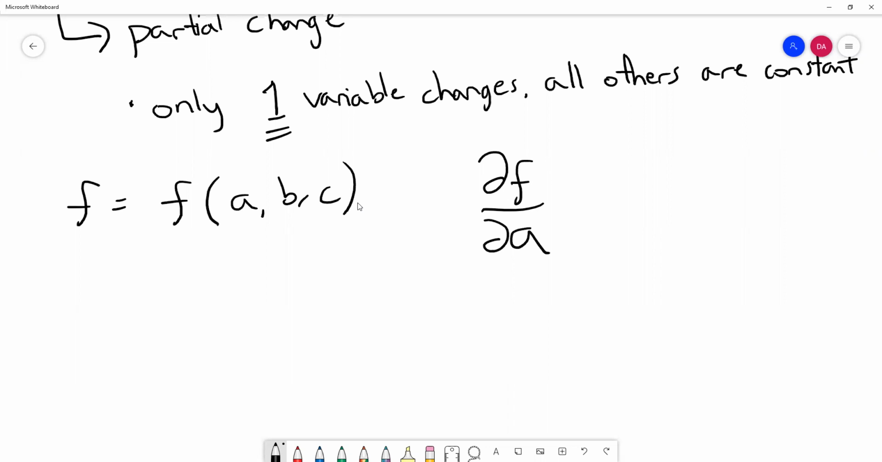Some people call this the dou, some people call it dou. I prefer to go with dou, but you'll hear professors call it different things.